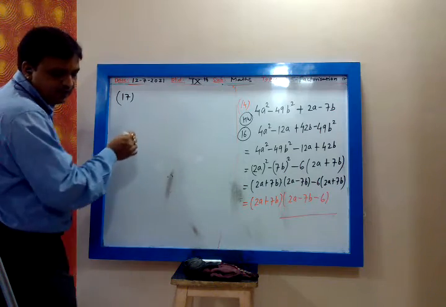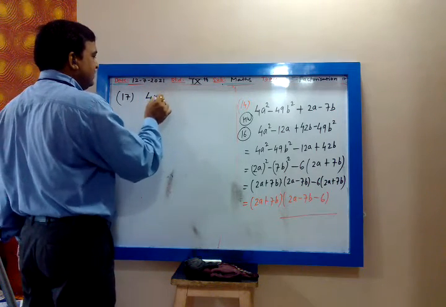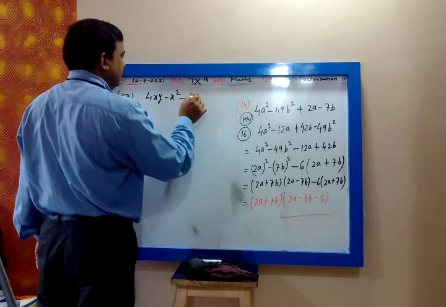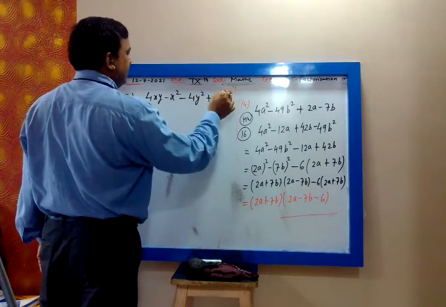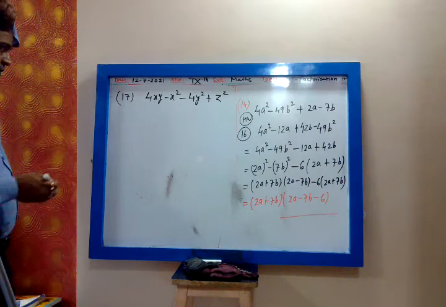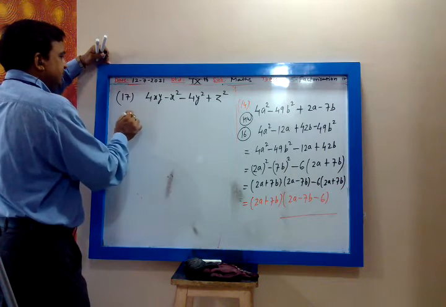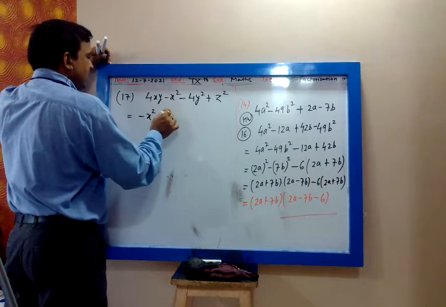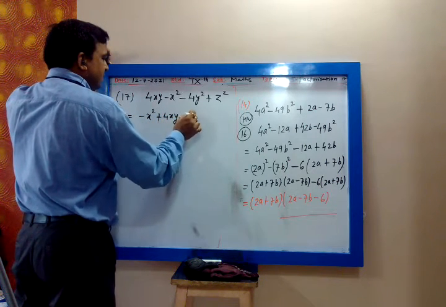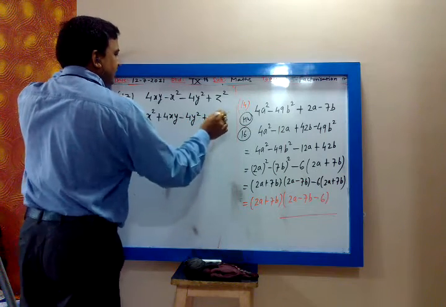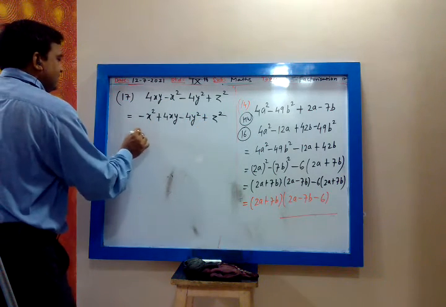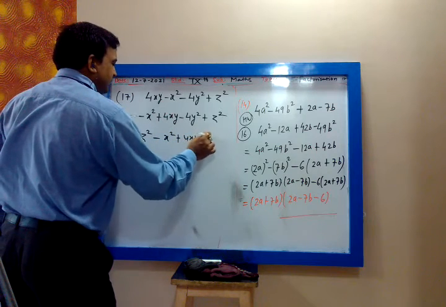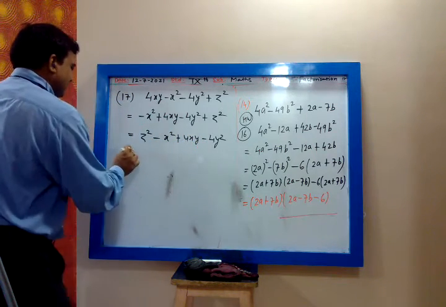Now 17: 4xy minus x square minus 4y square plus z square. How will we solve this? This you can write as minus x square plus 4xy minus 4y square plus z square, correct? This I can rewrite as z square minus x square plus 4xy minus 4y square. We are just rewriting this.